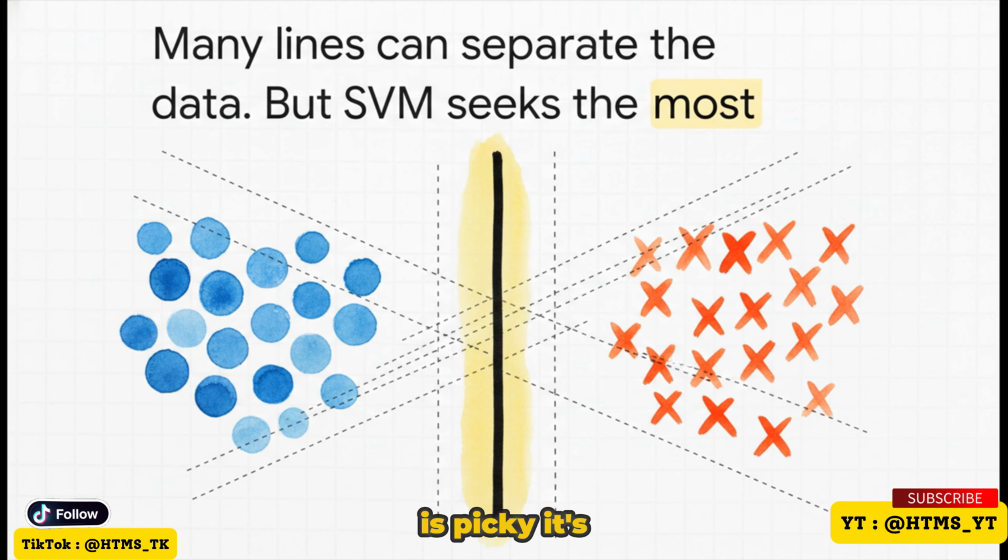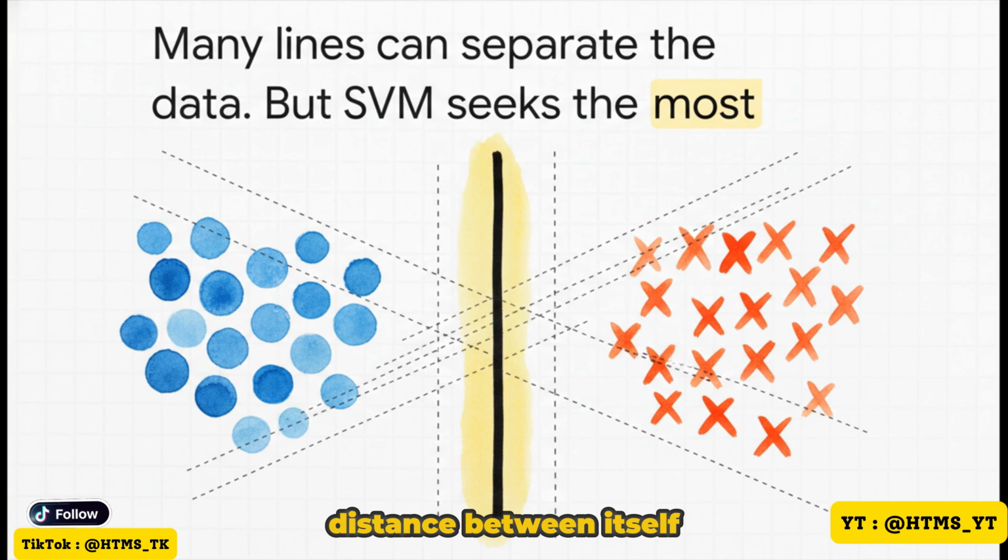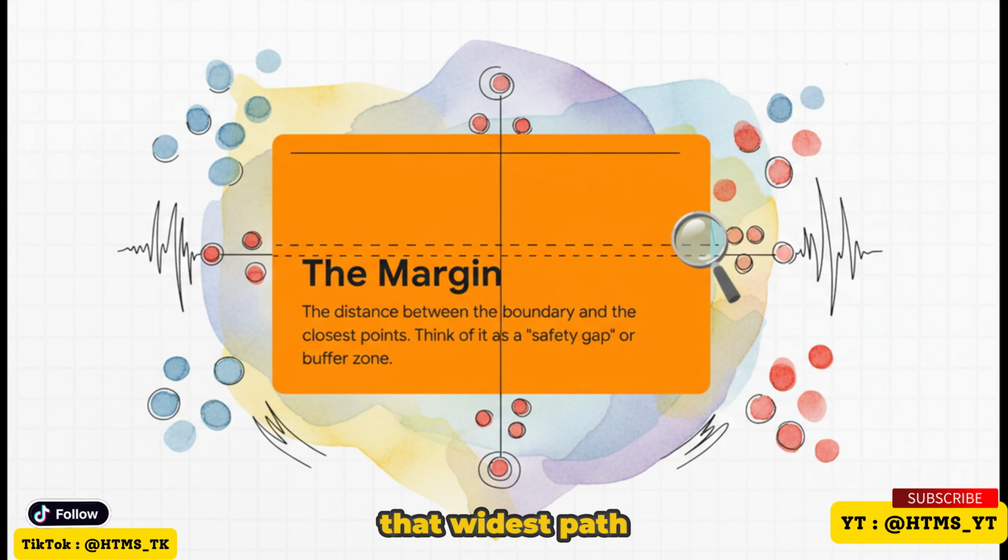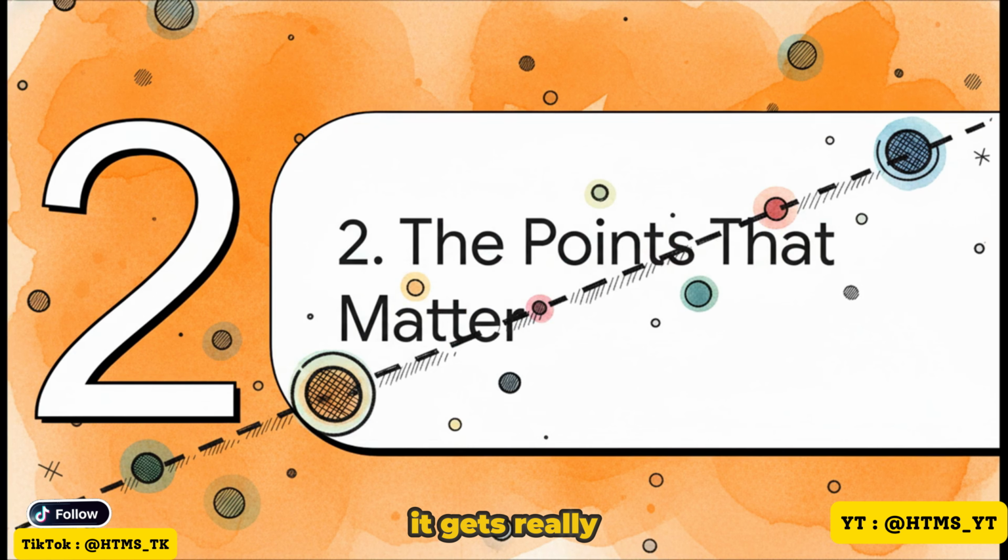But an SVM is picky. It's not looking for just any solution. It wants the one that screams confidence, the one that puts the most distance between itself and both groups. And that distance, that widest path, has a name. It's called the margin. The entire goal of an SVM is to make this margin as wide as possible. Think of it as a safety gap or a buffer zone. The bigger that buffer, the more robust your model is, and the more certain it can be about classifying new data points.